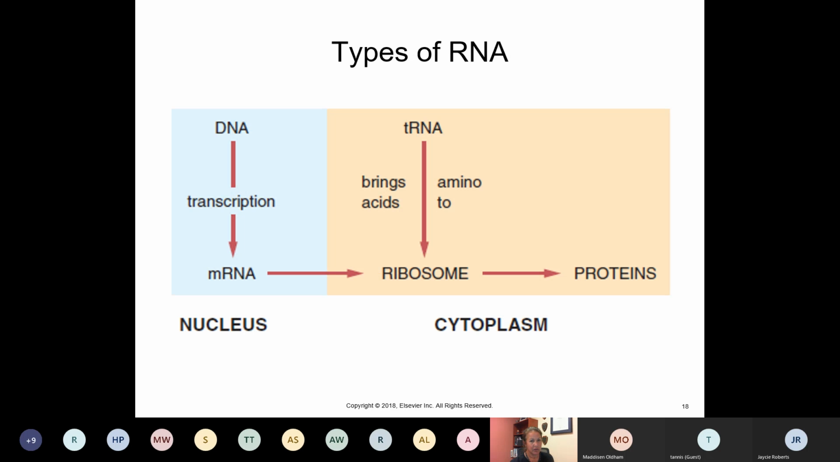And if you look at this little flow chart on page 192, this is the production of protein from DNA. So we start with DNA, and that DNA is transcribed to messenger RNA, and that messenger RNA will take it to the ribosome and then create protein. And then you can see transfer RNA also has a role in this too, and transfer RNA brings those amino acids to the ribosome to make proteins.